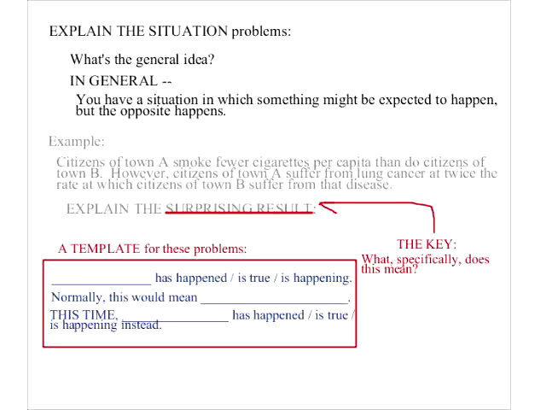So this is what we need to explain. If you can fill in these 3 blanks, then I think you've got a pretty good idea of what it is that needs to be explained. Let's fill in these 3 blanks. So what is happening in this problem? Normally, what would it mean? What does it mean this time instead? See if you guys can type that in the text box. The idea is to be a little bit general about this.